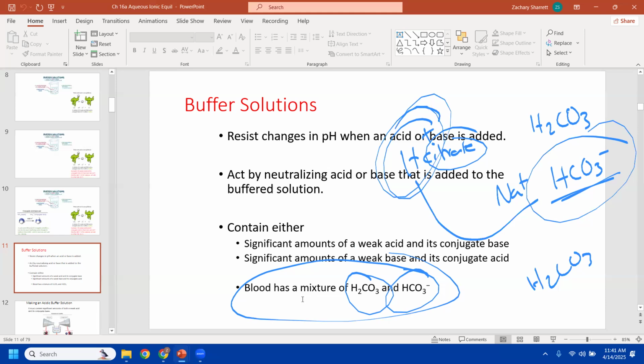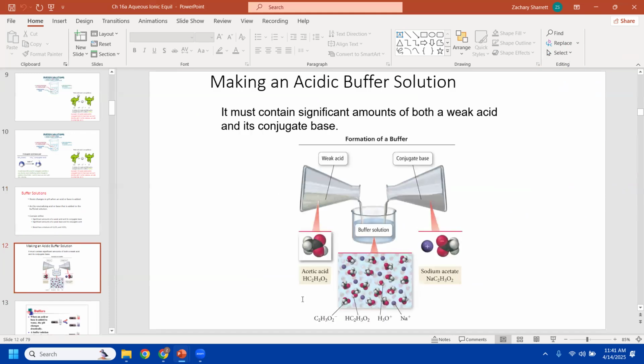But if you were to add some base to your body, the OH minus could be like, oh, I'm gonna give you one of my H pluses, make water, and now I'm gonna just make more of my conjugate base that we see here. So that's how buffers work.